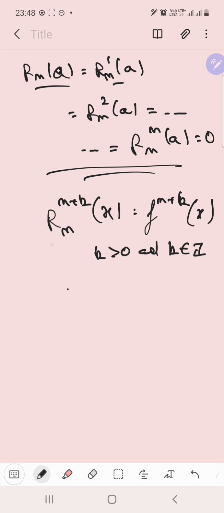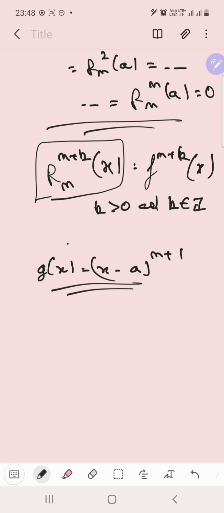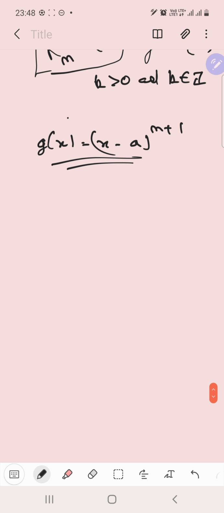Clear? So now we will be finding out the mathematical structure for the remainder function. So let us define a function g(x), which is equal to (x minus a) whole to the power n plus 1. So see, g(x) follows every property of remainder function, right? You can find it yourself that it follows every property of the remainder function. Clear till this much?